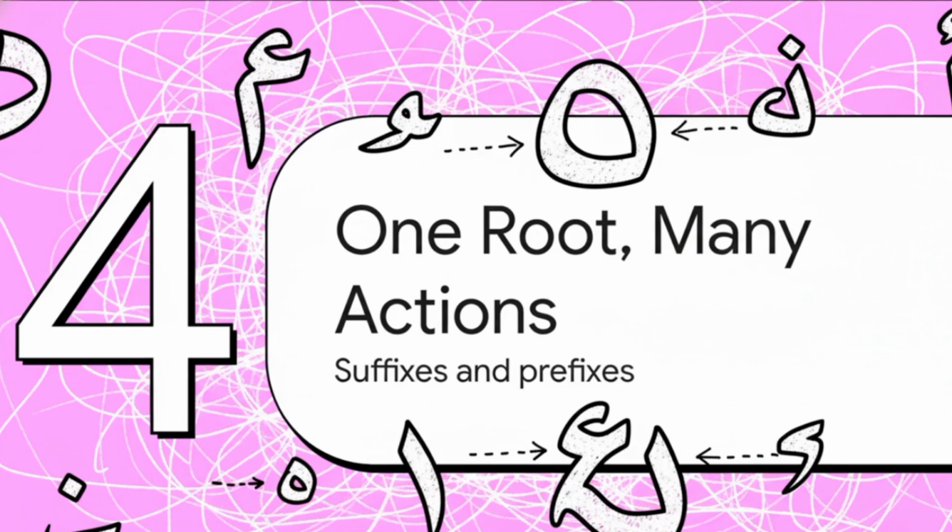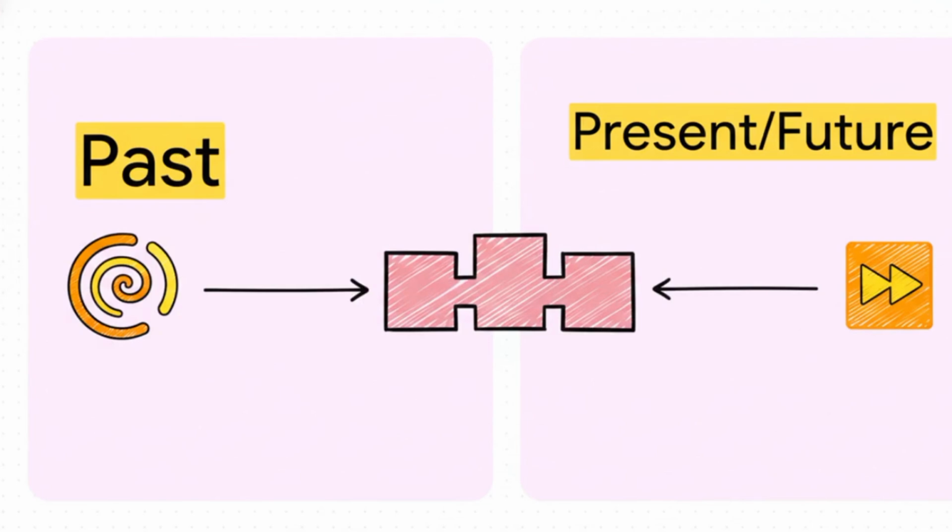By adding simple bits and pieces, prefixes and suffixes, to that three-letter root, you can create all sorts of different meanings and tenses. And the best part? It all follows logical, predictable patterns. And there's this really beautiful symmetry between the two main tenses. To talk about something that already happened, the past tense, you generally add a suffix, something on the end of the root. To talk about the present or the future, you usually add a prefix, something to the beginning.